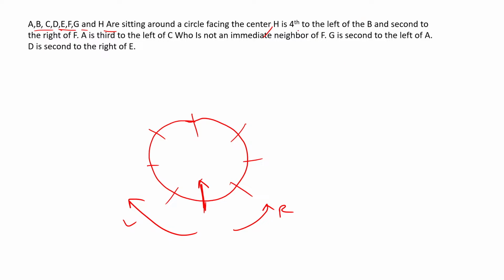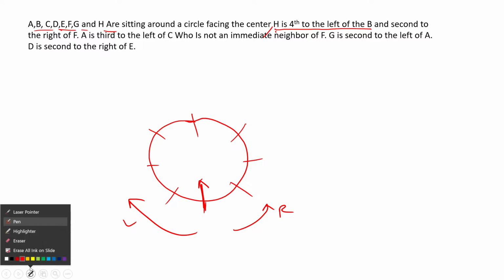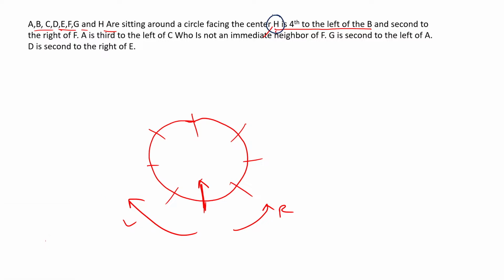Now from here, H is fourth to the left of B. If it is a linear arrangement, you have to wait to find where B is. But in a circle, you need not wait for anyone. You can start from anywhere. So that's why I'm going to start from that clue itself. H is fourth to the left of B. So if I assume B is here, going fourth to the left, 1, 2, 3, this should be H. H is fourth to the left of B, and second to the right of F. Now my question is, who is second to the right of F?